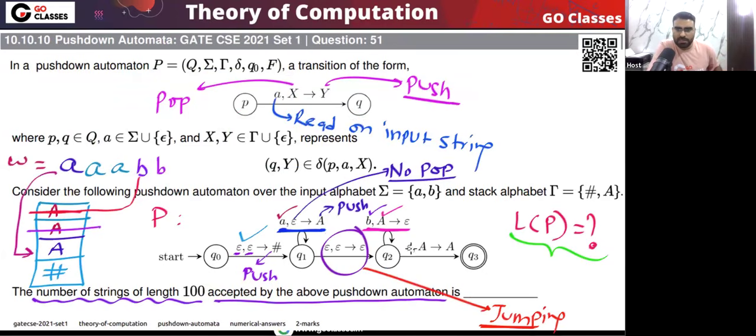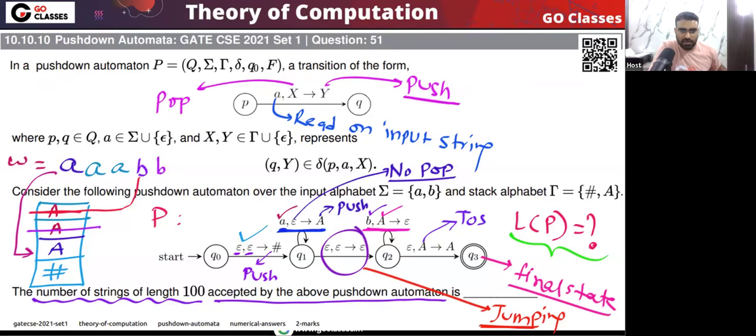Now here you can easily see when you will go to this final state. This is the final state. So when you will go to the final state, if you want to go to the final state, then remember, on top of the stack there should be a. Yes or no? On top of the stack there should be a.